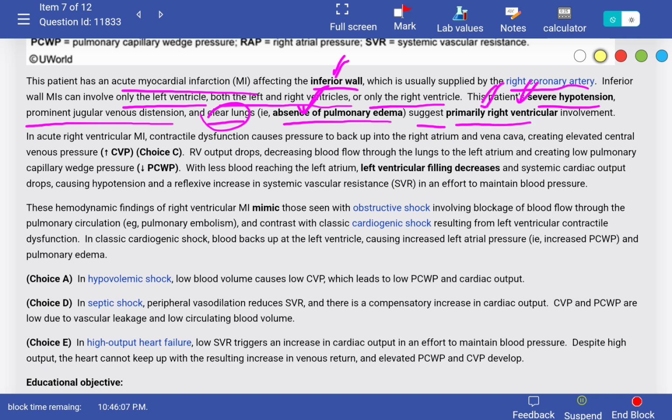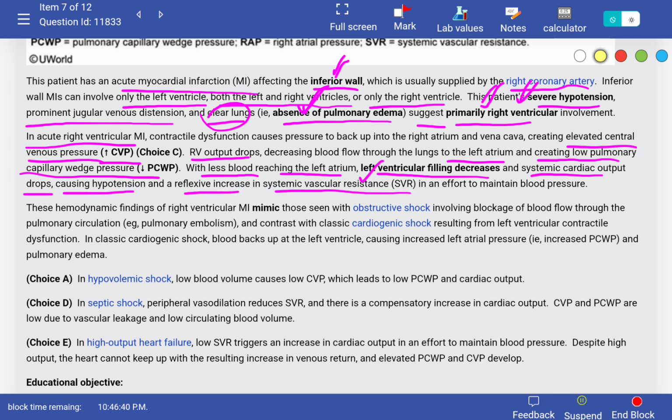In acute right ventricular MI, contractile dysfunction causes pressure to back up into the right atrium and vena cava, creating elevated central venous pressure, as we talked about in this case. Right ventricle output drops, decreasing blood flow through the lungs to the left atrium, as I mentioned, and creating a low pulmonary capillary wedge pressure. With less blood reaching the left atrium, left ventricular filling decreases and systemic cardiac output drops, causing hypotension and a reflex increase in SVR, systemic vascular resistance, in an effort to maintain perfusion pressure.